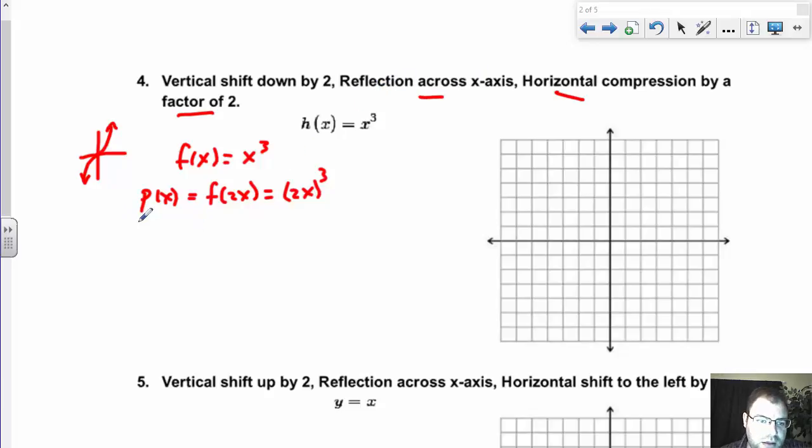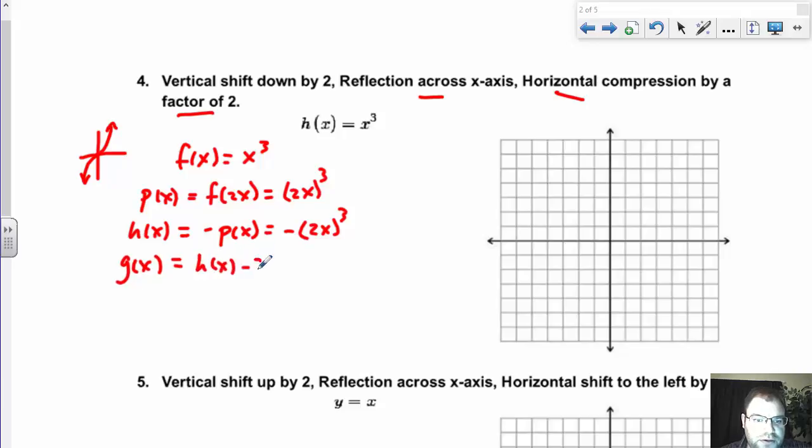Reflection across the x-axis, we'll do that. We'll call that h of x, and then all we're going to do is say that's the negative of p of x. And p of x, since this is the same thing as this, it's the negative of 2x all cubed. Okay, and then the vertical shift down by 2, very straightforward: g of x will equal h of x minus 2. And that'll give me this equation. So our final graph, g of x, will look like that, negative (2x) cubed minus 2, and we have to graph this.